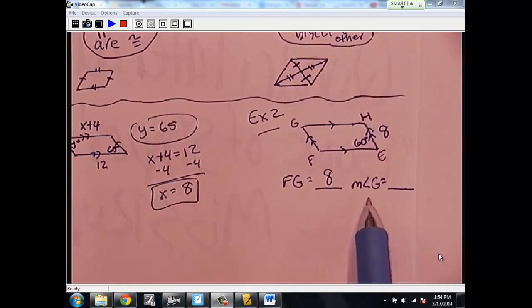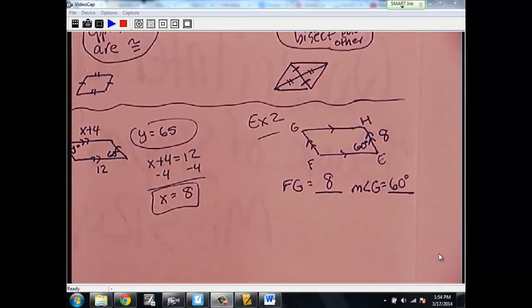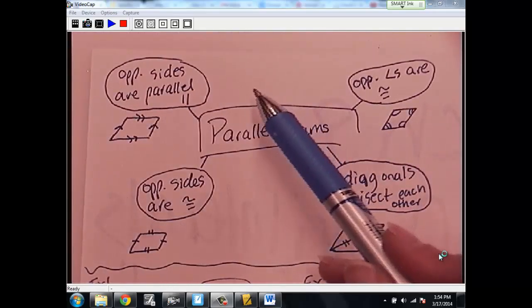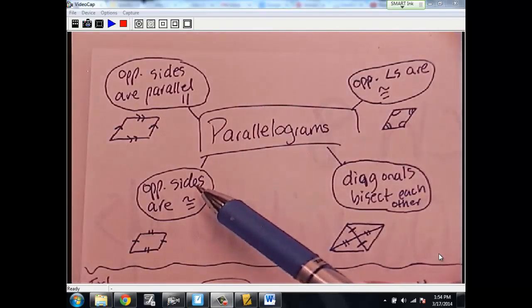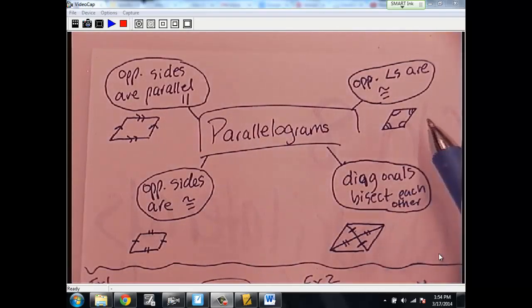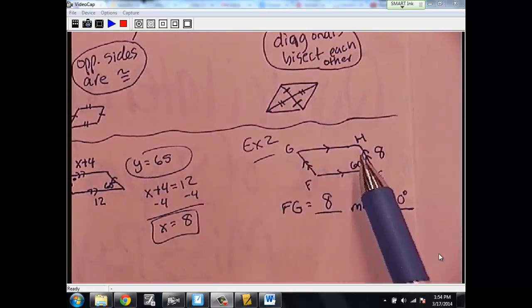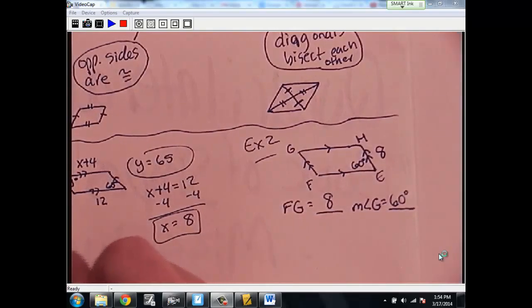And somebody else, raise your hand and tell me, how big is angle G? Dylan? Why is it 60? Which one of these is it? Is it saying opposite sides are parallel? Is it saying opposite sides are congruent? Diagonals bisect each other? Opposite angles are congruent. Yeah, so I know this one's 60 because opposite angles are congruent, right? Cool. Example 3.